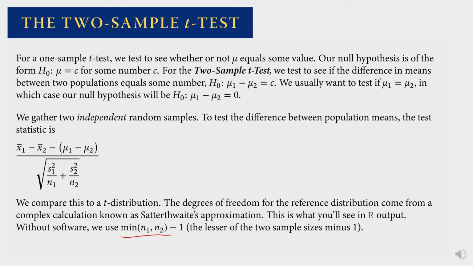This is the method the book recommends for when you're doing it by hand. R uses what's called the Satterthwaite approximation to get the degrees of freedom. And you can look up this formula. It's not that complicated, but it's more work than you'd want to do by hand. So if you're performing a two-sample t-test by hand, use this method. But be aware that your results may be a little different from what you'd get using software.